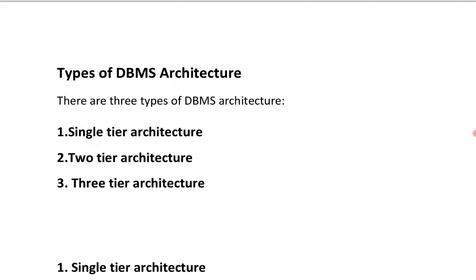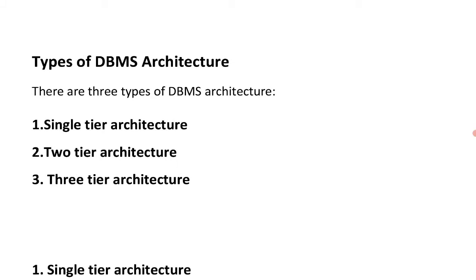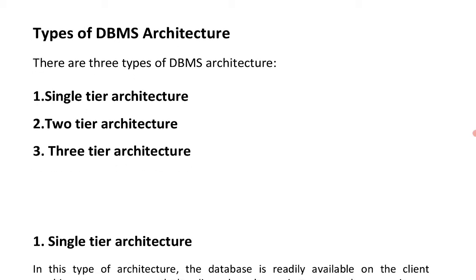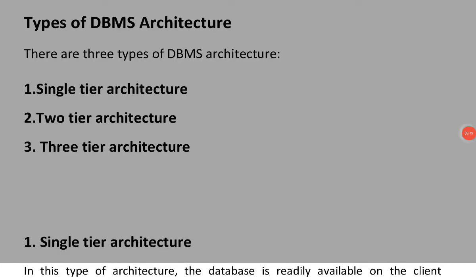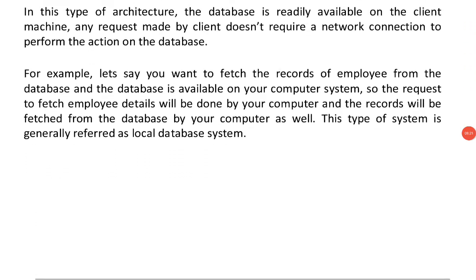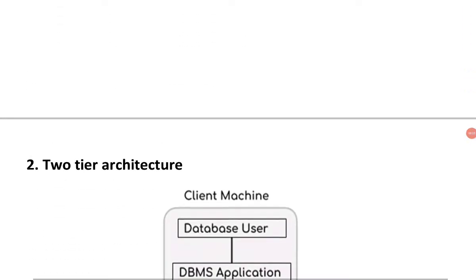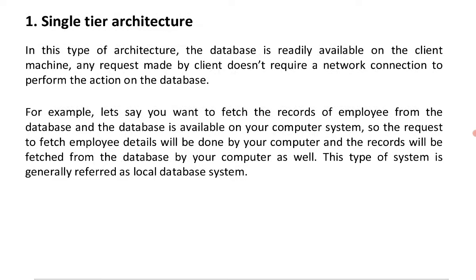There are different types of DBMS architectures. Basically 3 types are used: single tier architecture, 2-tier architecture and 3-tier architecture. In single tier architecture, only the database engine is available, and no other parts or components are used.